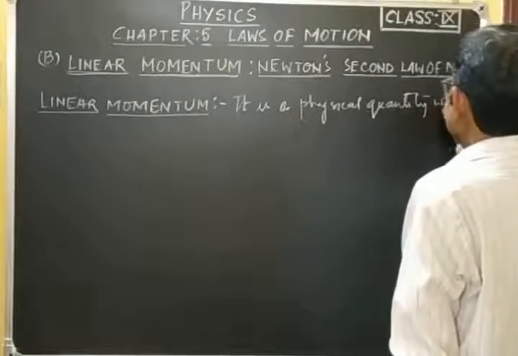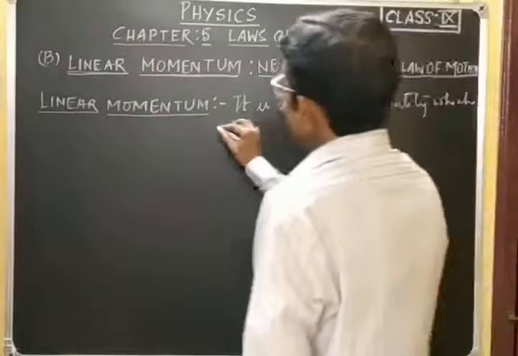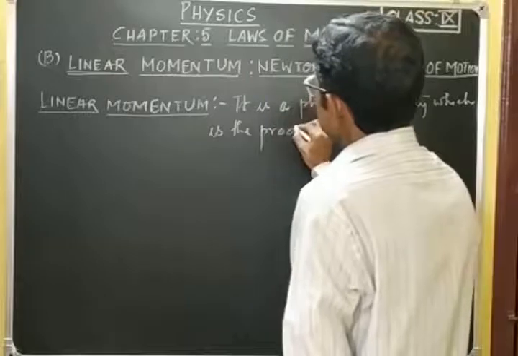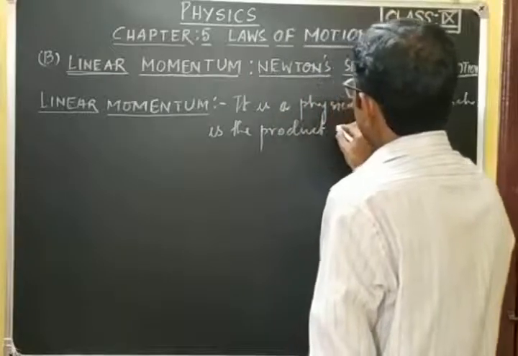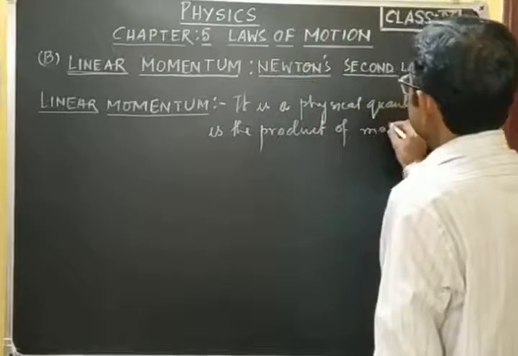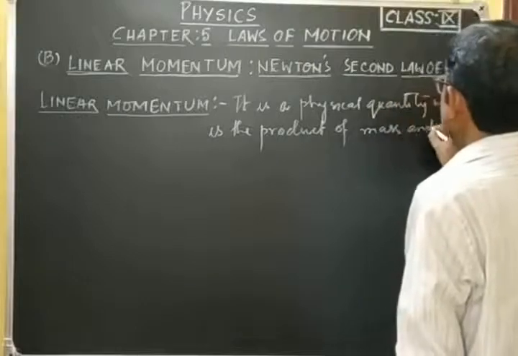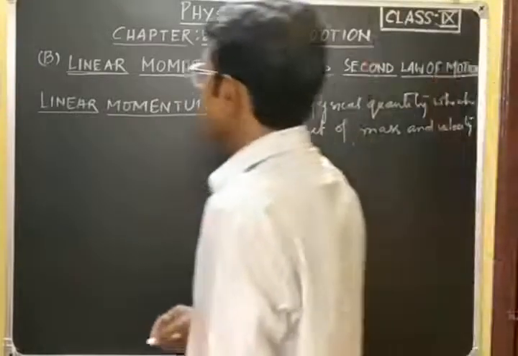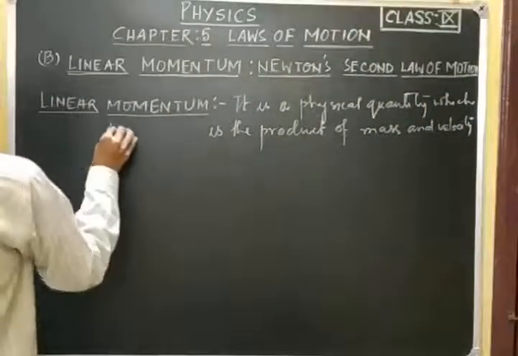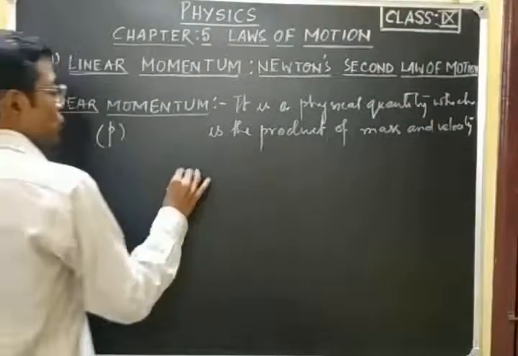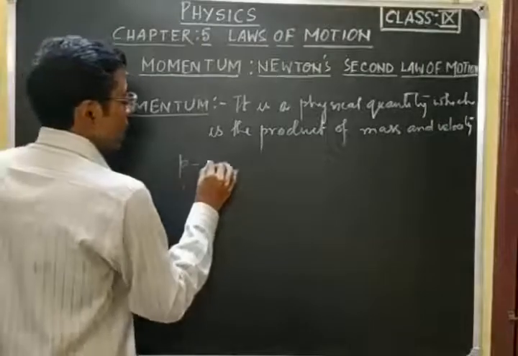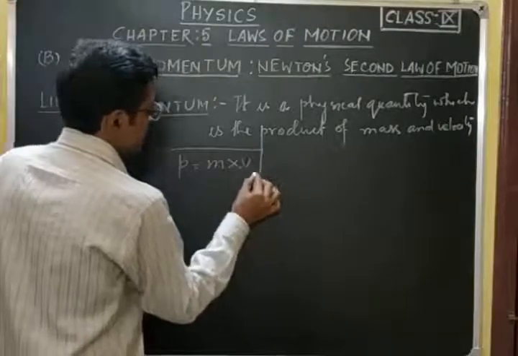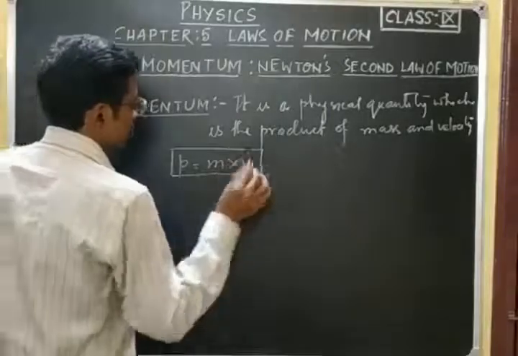Linear momentum is the product of mass and velocity. Remember, velocity. And remember, linear momentum is denoted by P. So P is mass into velocity. So this is very important. You will be requiring this very badly.